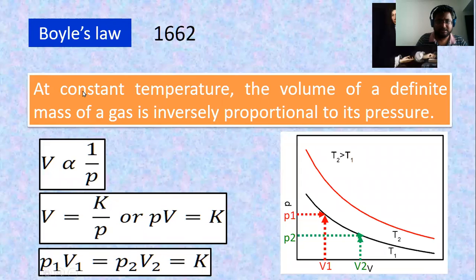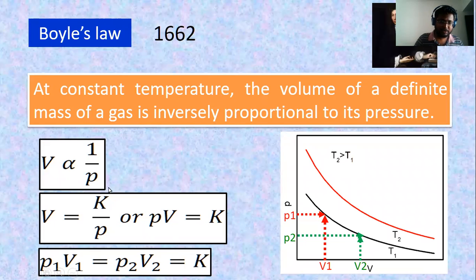This is exactly the definition of Boyle's law: at constant temperature, the volume of a definite mass of a gas is inversely proportional to its pressure. That means you have a fixed amount of gas, the temperature should not change, and we just measure the volume and pressure and the relationship between them.